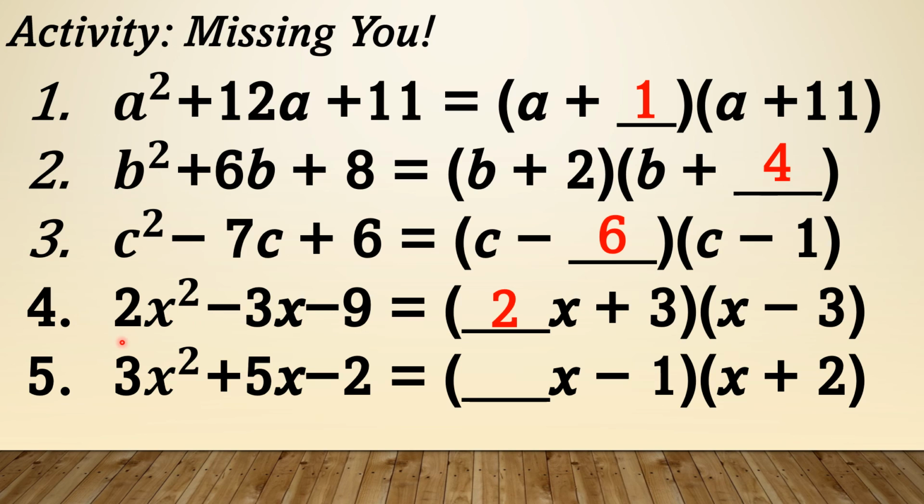The complete factored form of 2x squared minus 3x minus 9 is the quantity of 2x plus 3 times the quantity of x minus 3. And for number 5, the missing term is 3. So the complete factored form of 3x squared plus 5x minus 2 is the quantity of 3x minus 1 times the quantity of x plus 2.